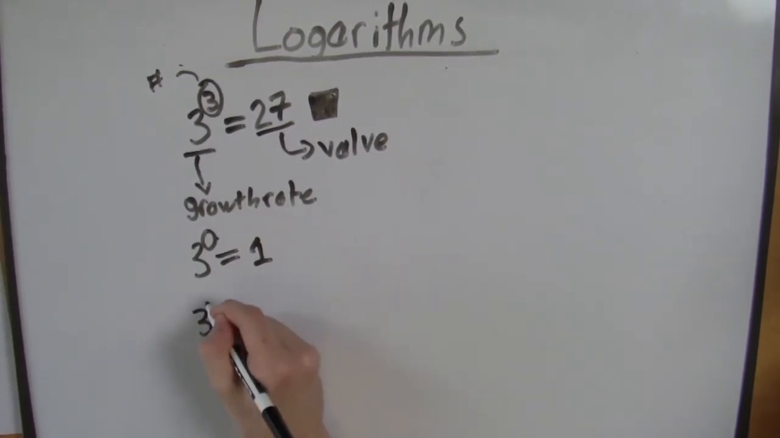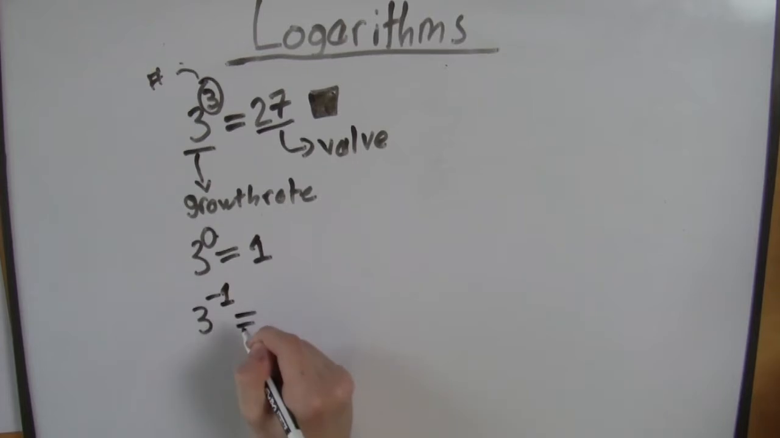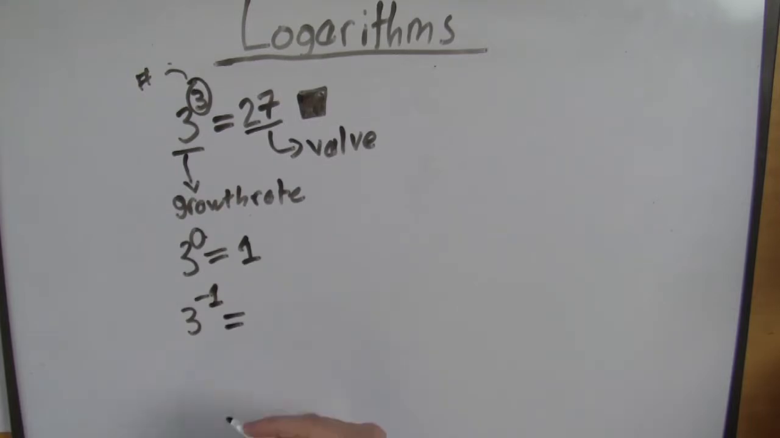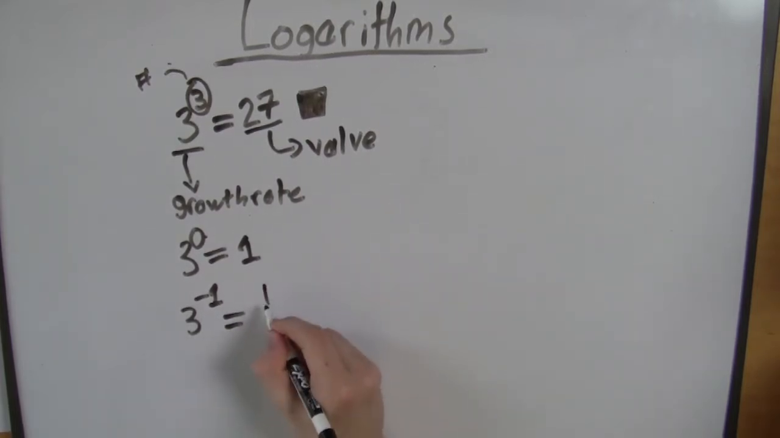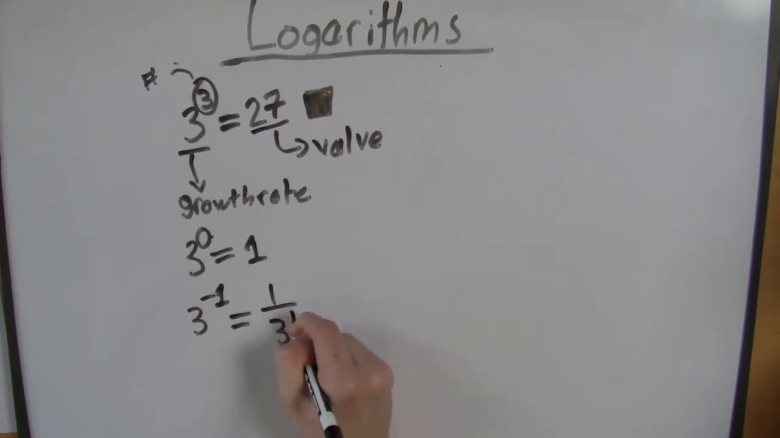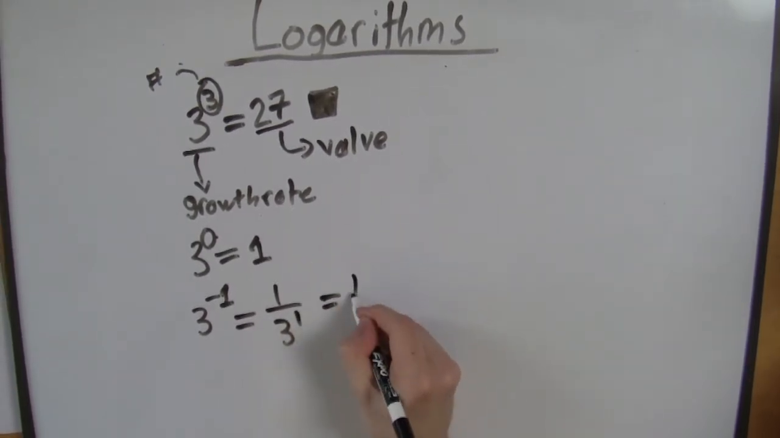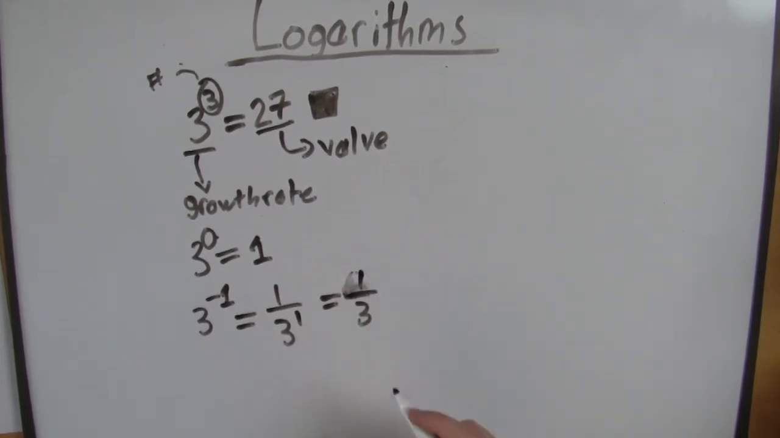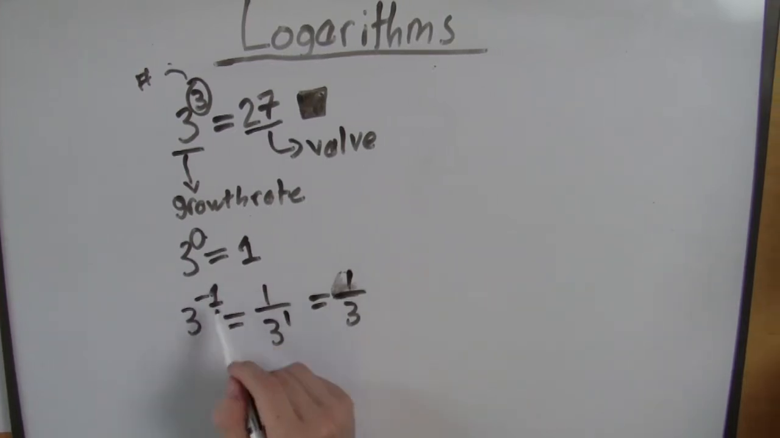What about 3 to the negative 1? Well, the properties of exponents tell us that anything raised to a negative power is the same thing as 1 over that value raised to the same positive power. So 3 to the negative 1 is the same thing as 1 over 3 to the 1, which is the same thing as 1 over 3. Which makes sense, right? If this is negative, that's kind of like us going back in time. If we go back in time, we're going to be a fraction of our current size.